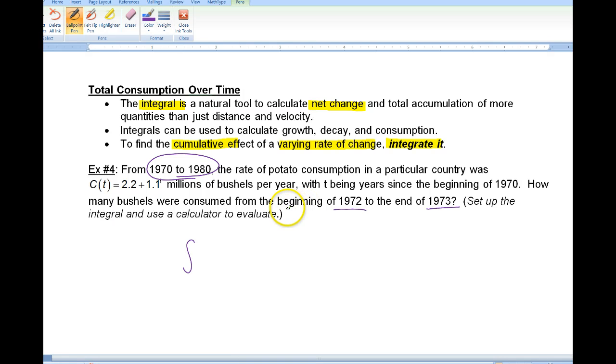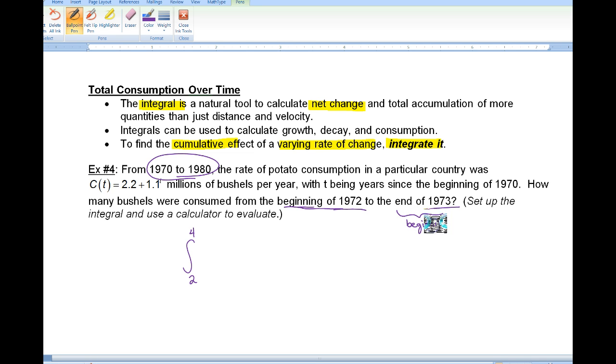Oh, and actually be careful. This is the beginning of 1972, so that's 2 years after 1970. It's just looking at the beginning of 72 to the end of 73. That's really a total of 2 years. So consider the end of 1973 would correspond to the beginning of 1974. So you could technically have 1972 on the bottom.